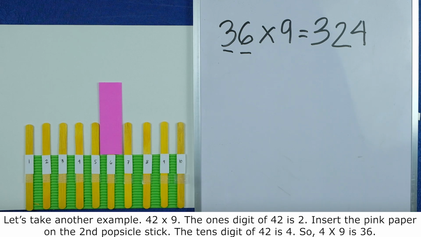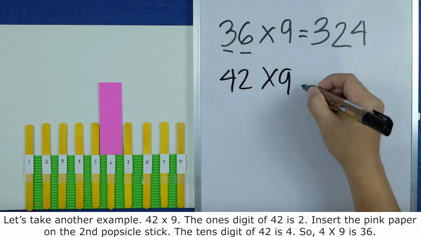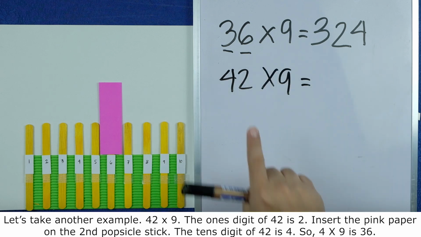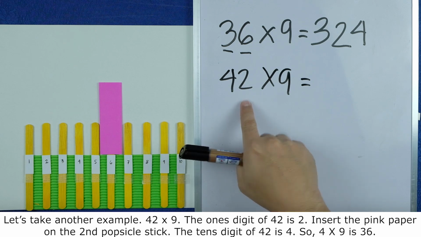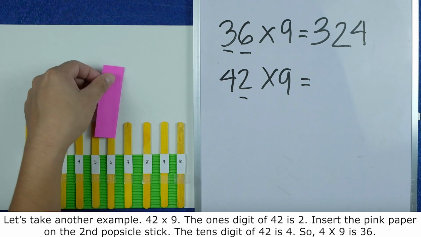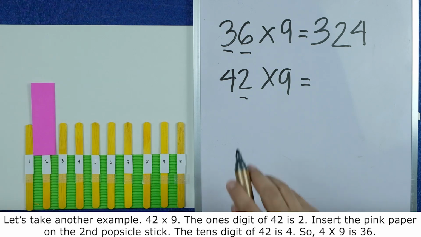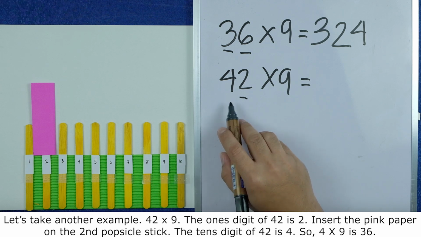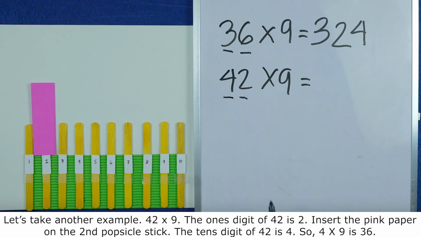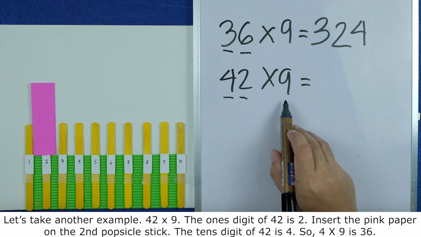Let's take another example. 42 times 9. The ones digit of 42 is 2. So kindly insert the pink paper on the second popsicle stick. Determine the tens digit of the two-digit number. In this case, it's 4. Then multiply it by 9. So 4 times 9 is 36.